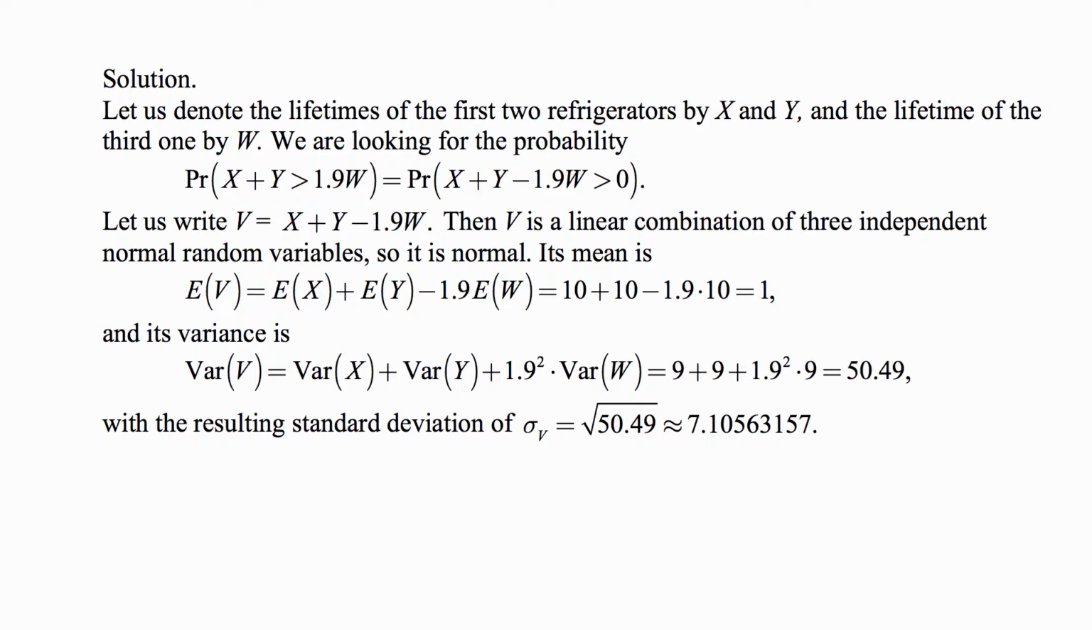Now, of course, you know that this negative sign in front of 1.9 doesn't matter, because what we're really taking here is negative 1.9 squared, which is the same as 1.9 squared. So this is 9 plus 1.9 squared times 9, and that's 50.49, with the resulting standard deviation of the square root of 50.49, which is approximately 7.10563157.